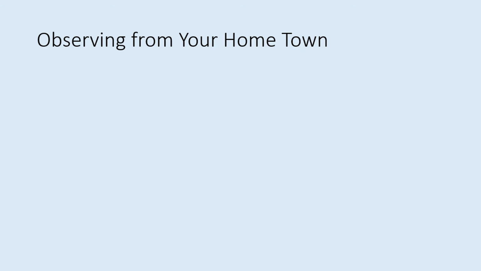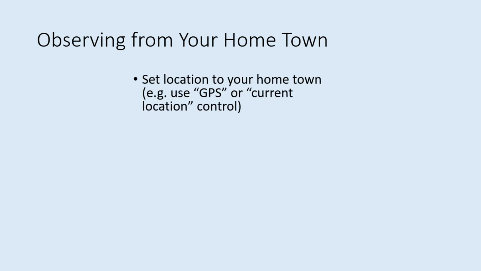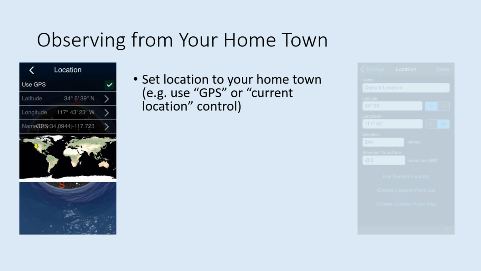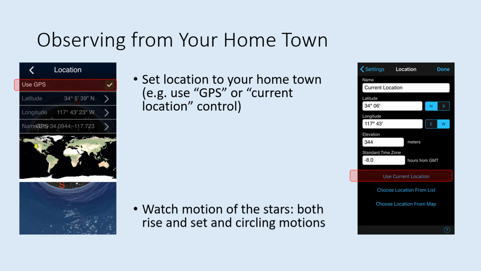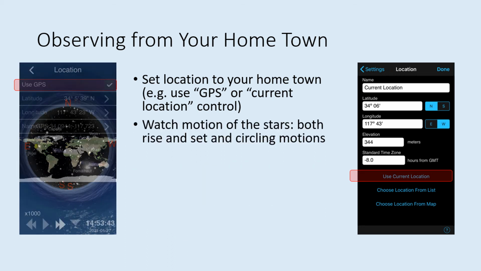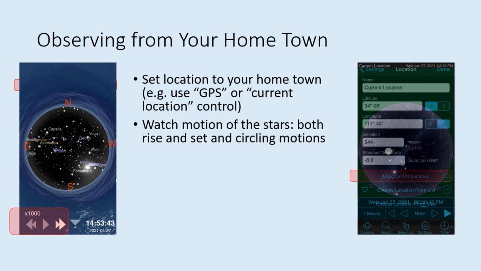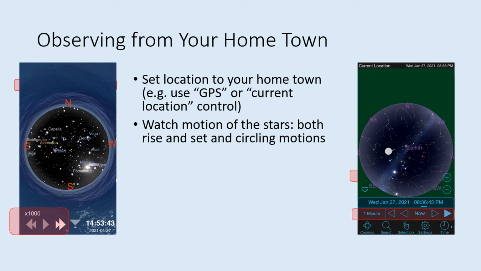Now use the location controls one more time to set the location to wherever you live. You can look for your town on the list of cities, or you can use the GPS or current location options to go there directly. Again, watch how the stars move in the sky.